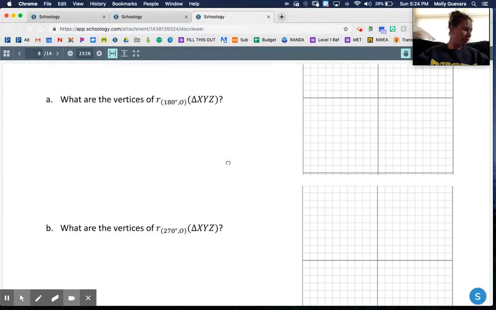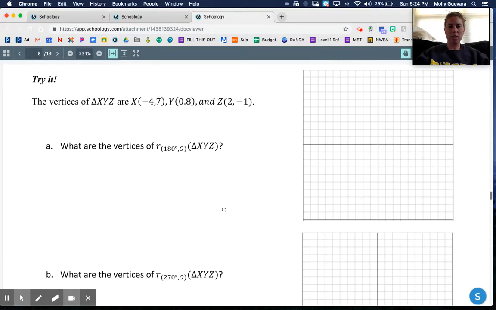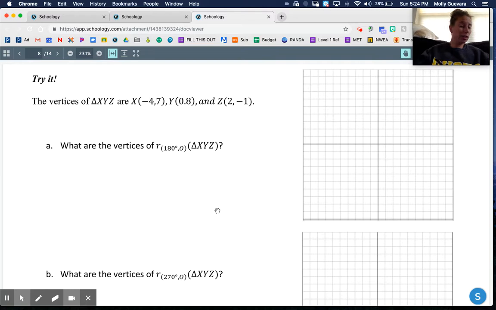What do we have? We have 3 try-its. I want you guys to give it a shot. They tell you what your original point is, so you're gonna have to graph. I guess you don't have to, but if you want to, you can graph the 3 original points and then rotate it 180 degrees around the origin. Then you're going to rotate it 270 degrees around the origin. And then C has its own graph. So go ahead, give these a try, and then when you're ready, just hit play on the video and I'll go over it.